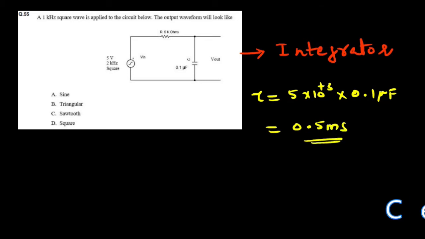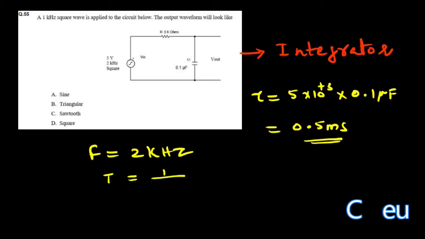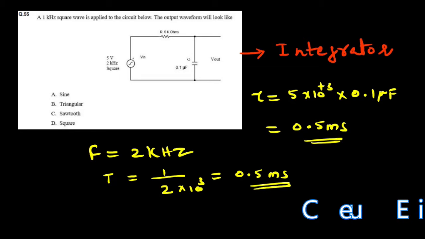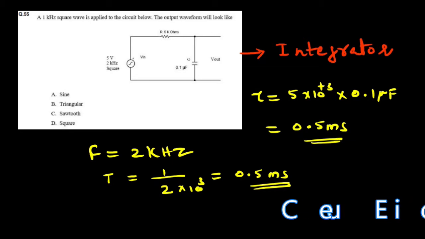And for a 2 kilohertz frequency, F equal to 2 kilohertz, what is the time period? T equal to 1 upon 2 kilohertz, 10 to the power 3. That means we can write it as 0.5 millisecond. So the circuit will act as an integrator. The circuit will act as an integrator. So the output is going to be a triangular wave.